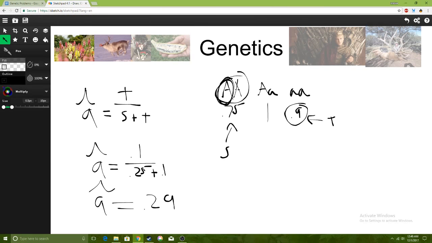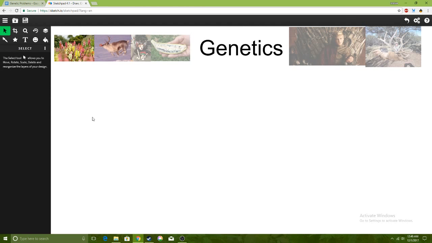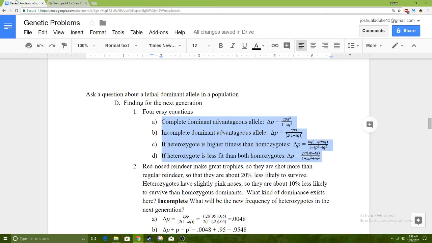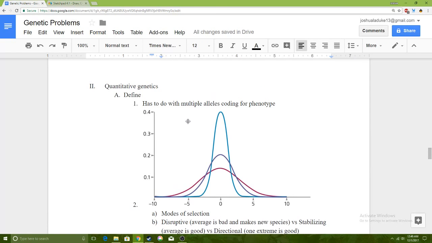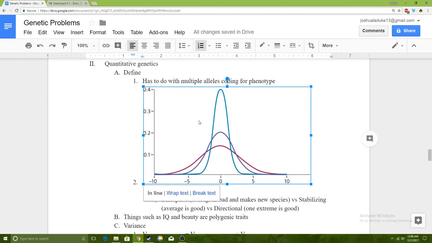So now we're actually going to get into the second part of genetics, which fortunately for us has less math in it. And this is called quantitative genetics. And again, going back to my outline that I'm using, this is a very important part. Quantitative genetics isn't just one gene with two alleles. This has multiple alleles coding for a phenotype. So you'll get this bell curve with whatever phenotype it is that you're looking at. You're going to get a bell curve if it's in quantitative genetics.